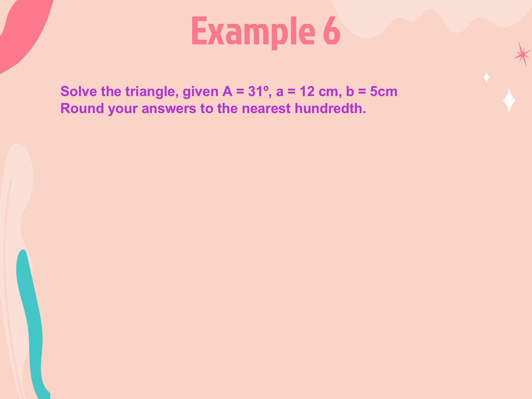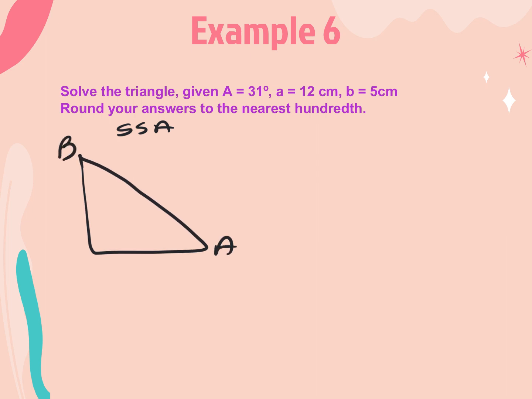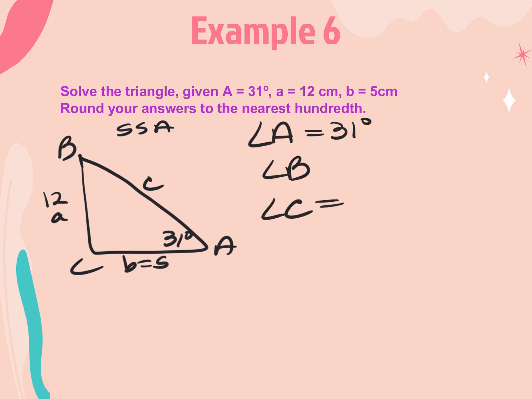So again, this is the SSA scenario. So we don't know if it's going to be 0, 1, or 2 triangles until we do that first calculation. So once I do this, BAC, 31 is angle A, little a is 12, little b is 5, and I don't know little c. So again, I'm going to write down so I know what I'm going to be putting into my proportion to begin with. So angle B, angle C, I don't know. Little a is 12, little b is 5, and I don't know little c.